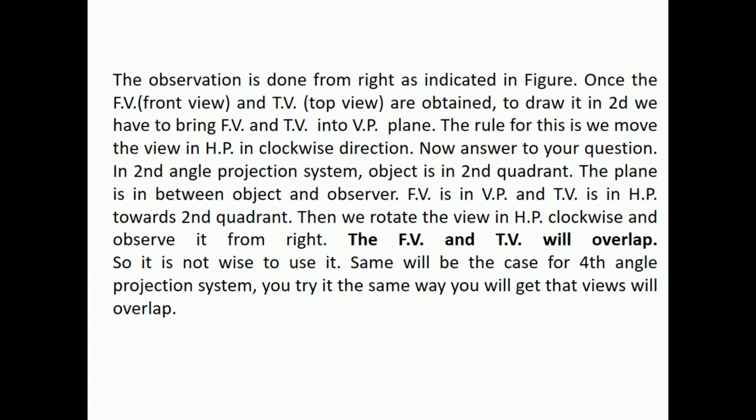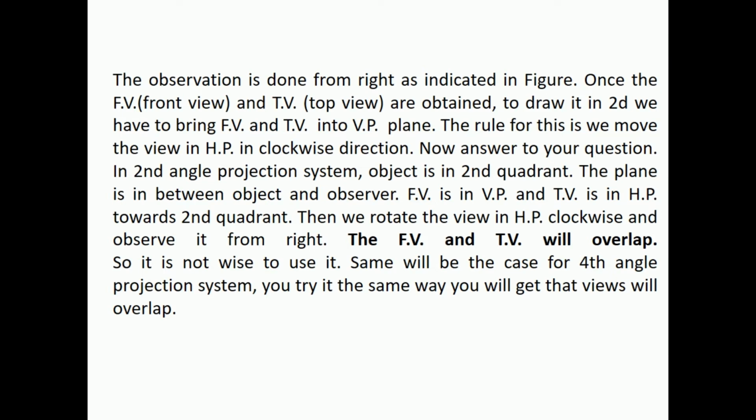The observer looks from the right, as indicated in the figure. It is the right view of the object. Once the front view and top view are obtained, to draw it in 2D we have to bring the front and top view into the vertical plane. The rule for this is we move the view in the horizontal plane in a clockwise direction.